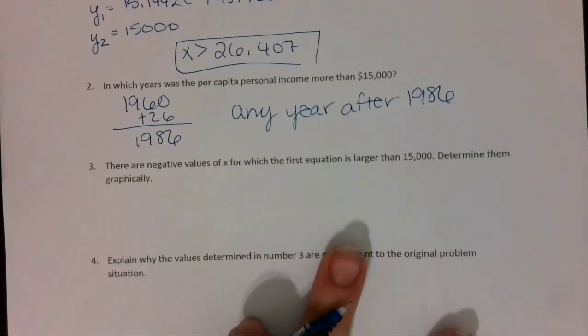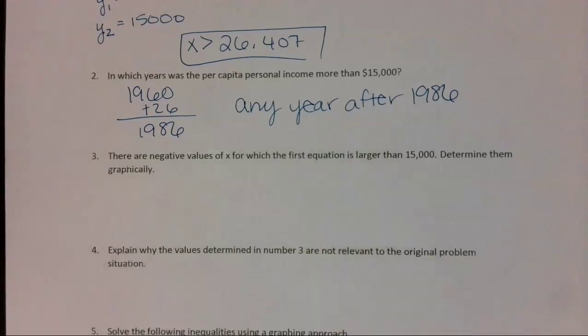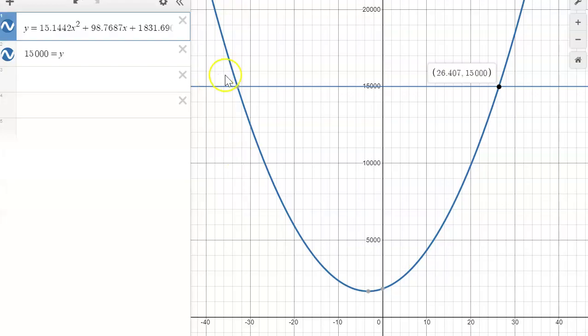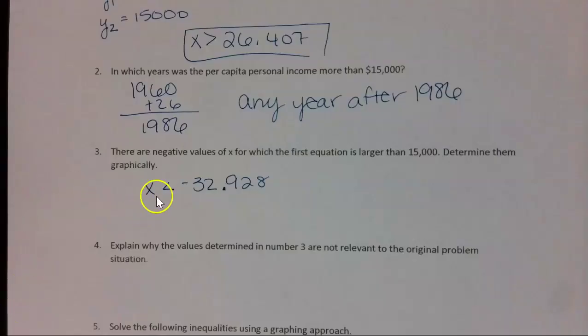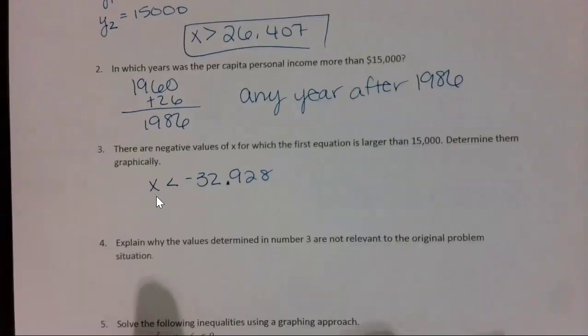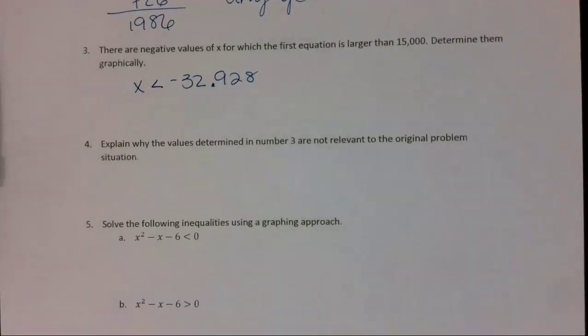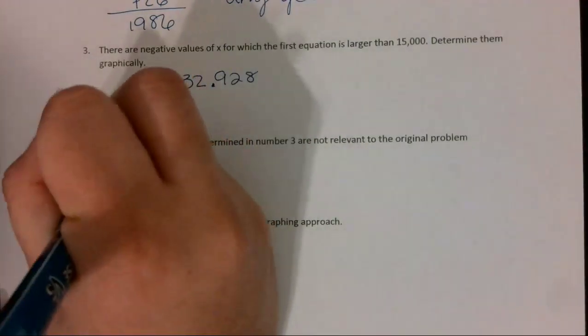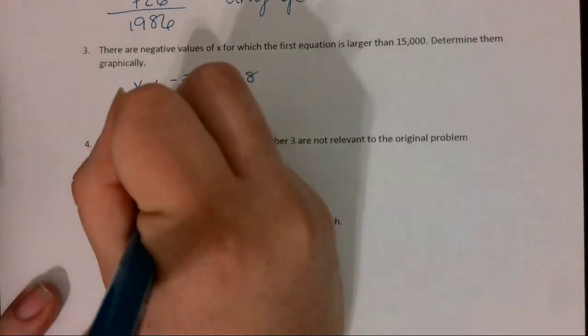It says there are negative x values for which the first equation is larger than 15,000. We need to determine them. So negative 32.928. When I write this on my paper, I want to write that it's less than, because it keeps going to the left. Number 4 wants me to say why these values are not important to the original problem. They aren't important because they happened before 1960.